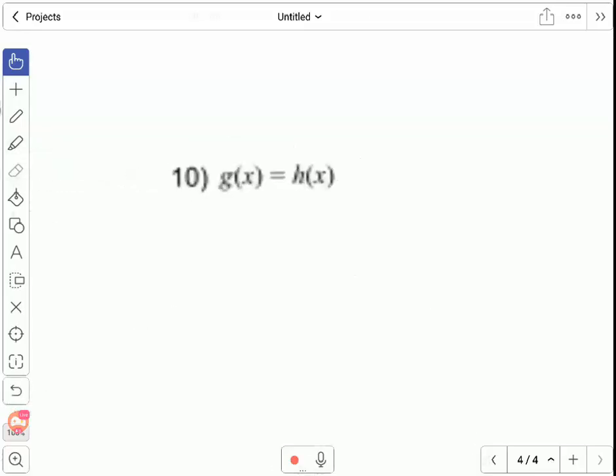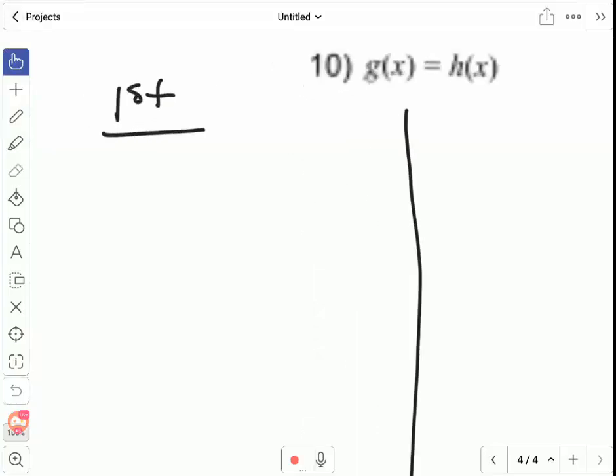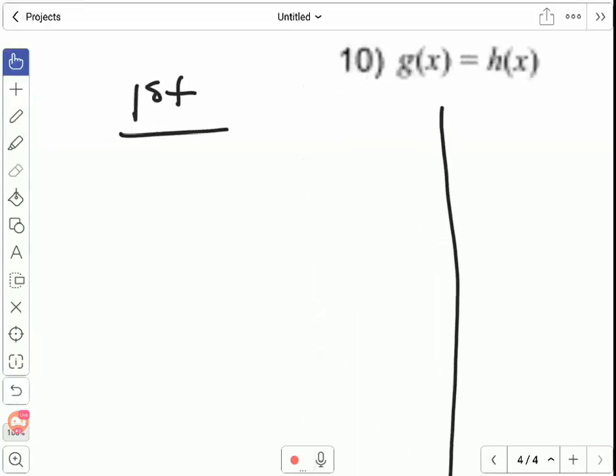So we have g of x equals h of x, and I'm going to have to do this one twice, because, again, it's got h of x in it, which is just throwing me off. So let's do it for first period first. So this is for those of you who are present in first period today. Only if you're present in first period does this apply to you.